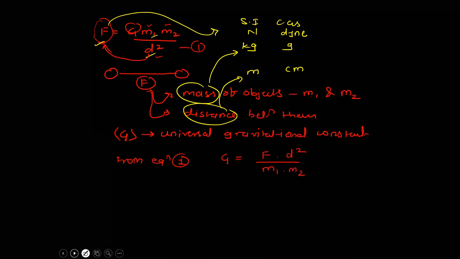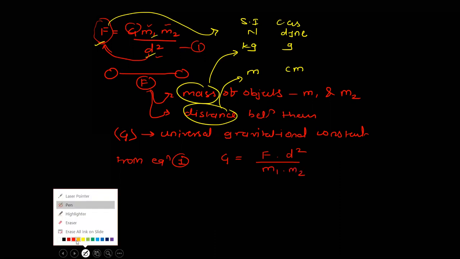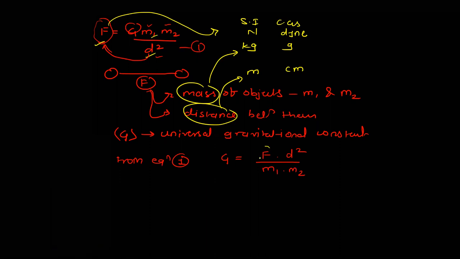Now simply do one thing, you have to put the values. This is a force, and the unit of force is Newton. So I will write here Newton. The unit of distance is meter, so I will write meter, and it is squared. Divided by M1, which is a mass, and the unit of mass is kilogram. Mass M2 is again the kilogram. So it will become Newton meter square divided by kg square. So this is my SI unit for capital G.